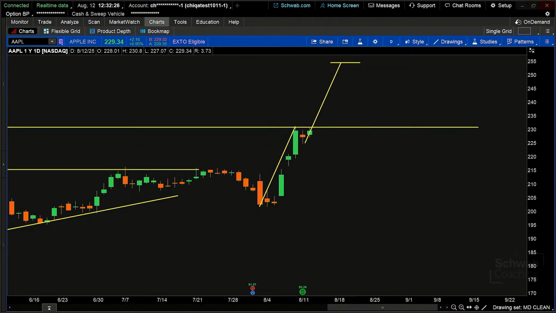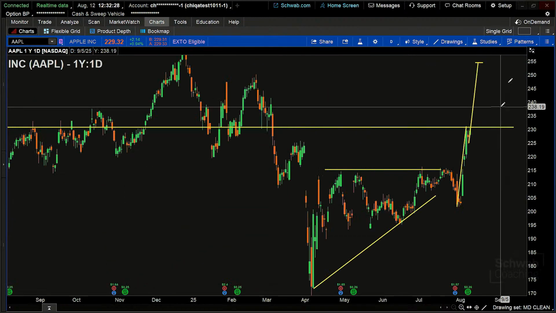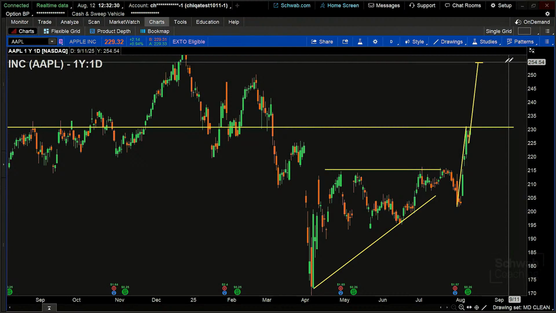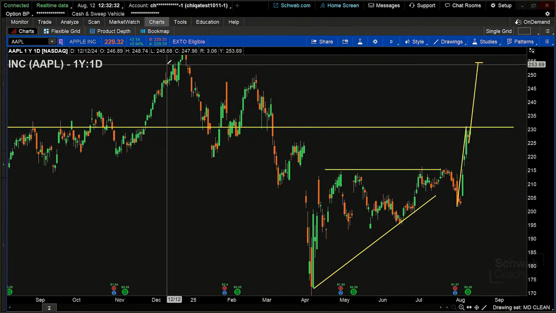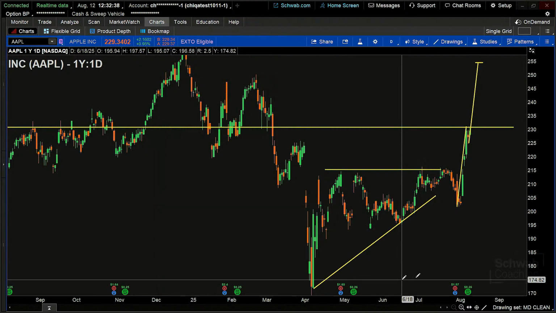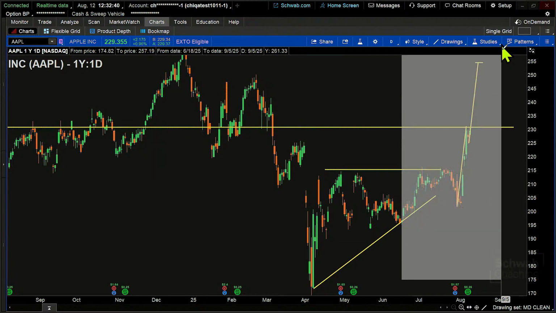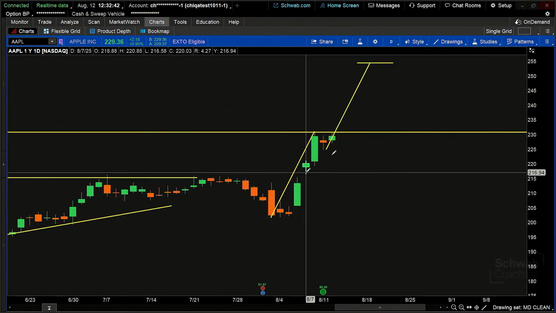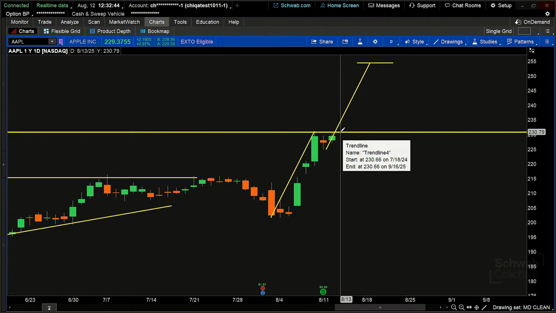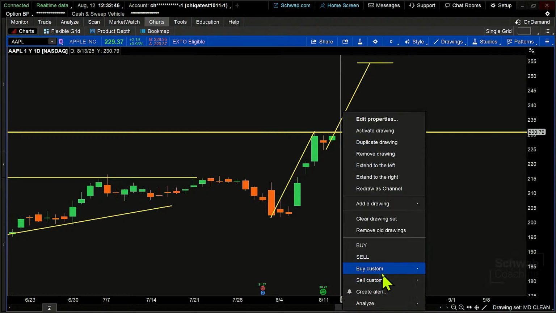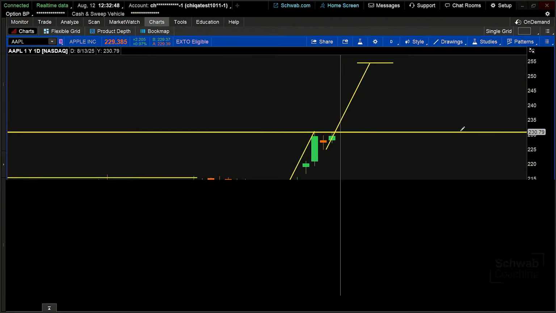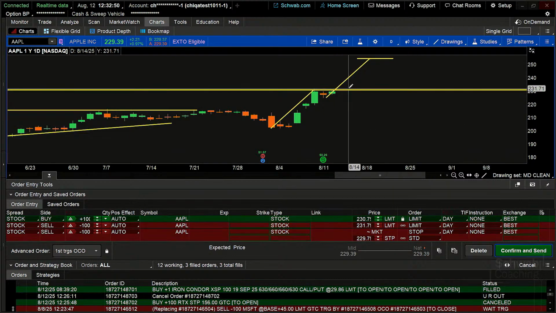And interestingly, if we zoom back out, funny how that 254 has been a resistance level before. Back here, look left to confirm what you're seeing, right? So we'll create a trade here. Let's zoom in once again on this range. We'll create a trade on that breakout. So right click, buy custom with OCO bracket. We'll make that entry 230.61.